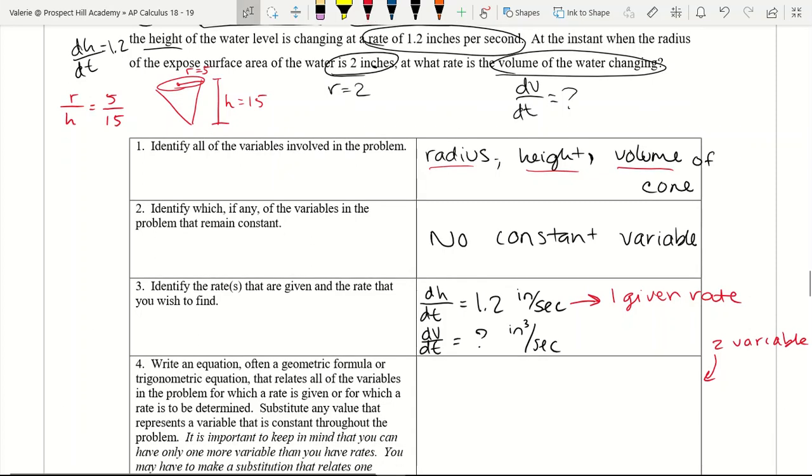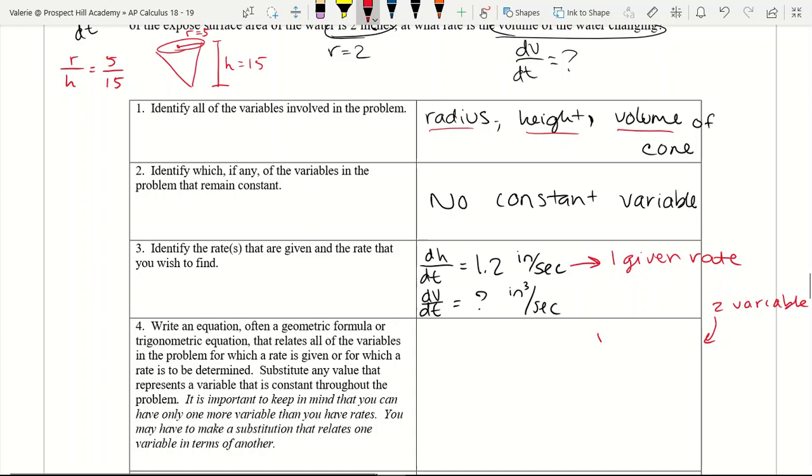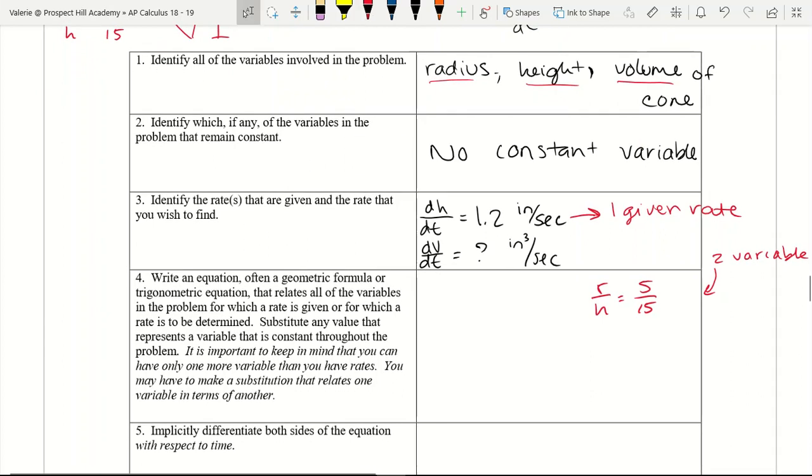Since we have dH dt, I'm going to rewrite the radius in terms of h. So I know that r over h is equal to 5 over 15. So r over h is equal to 1/3. So r is equal to 1/3 of the height. So what I'm going to do with that is I'm going to plug in 1/3 h in for r in my volume equation. So the volume of a cone is 1/3 pi r squared h. And I'm going to plug in 1/3 h in for r.